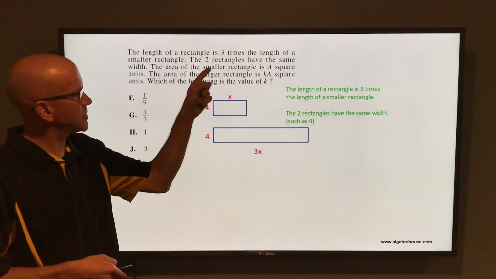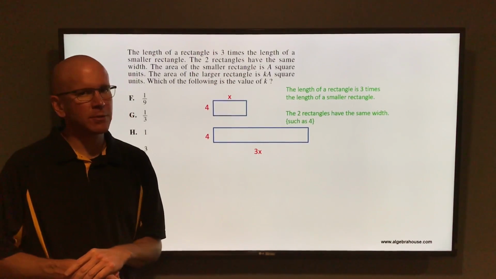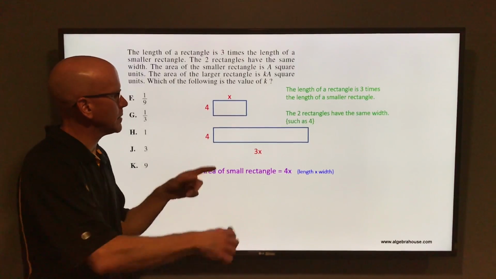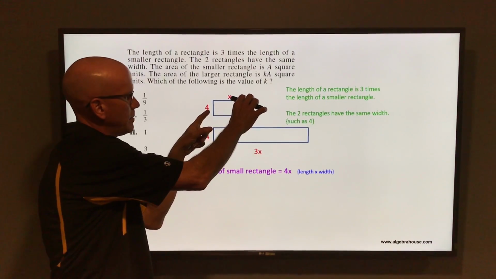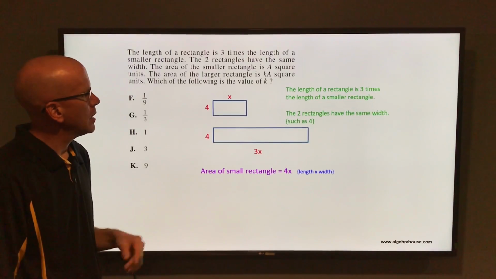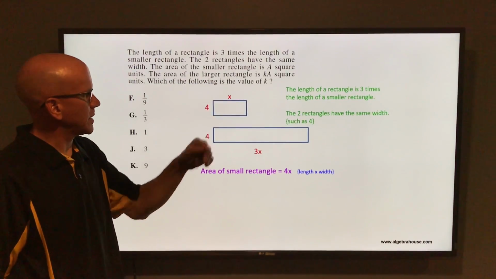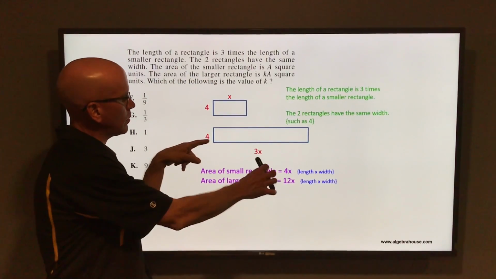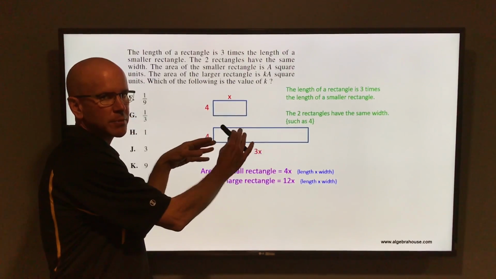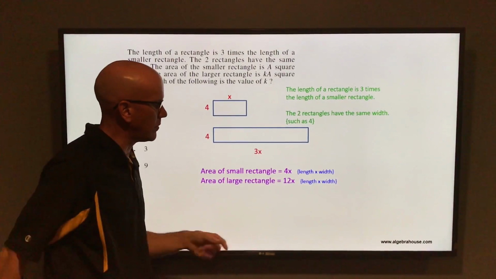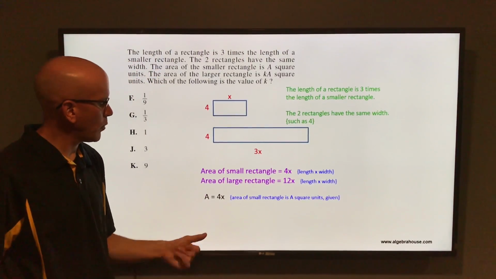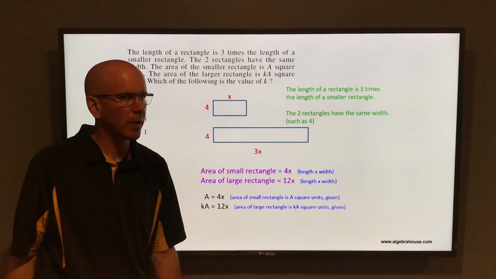The area of the smaller rectangle is a square units. Remember, to get the area of a rectangle, you take length times width. So in that smaller rectangle, that would be 4 times x. That 4 times x, that's what a equals. The area of the larger rectangle is ka square units. Well, that larger rectangle would be 4 times 3x. Remember, we made these up ourselves. 4 times 3x is 12x, so that would be equal to ka. So a equals 4x, ka equals 12x.